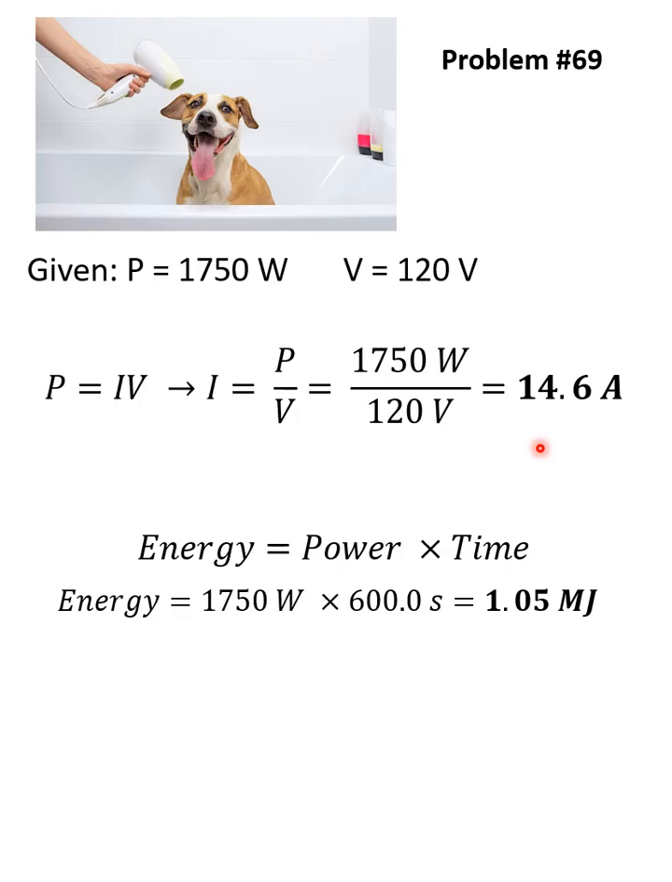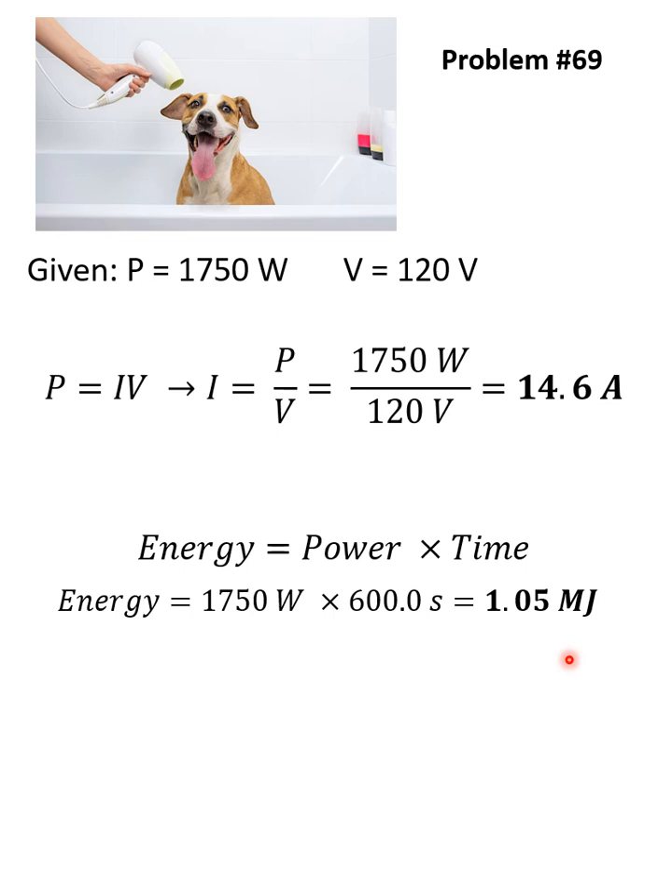Now, how much energy is consumed if this hairdryer runs for 10 minutes? From the previous problem, we had energy is power times time. So we're going to take our 1750 watts, and remember again, a watt is a joule per second. We're going to multiply that by 10 minutes, which is 600 seconds, and we'll get 1,050,000 joules, and I've just put that as megajoules here, 1.05 megajoules.